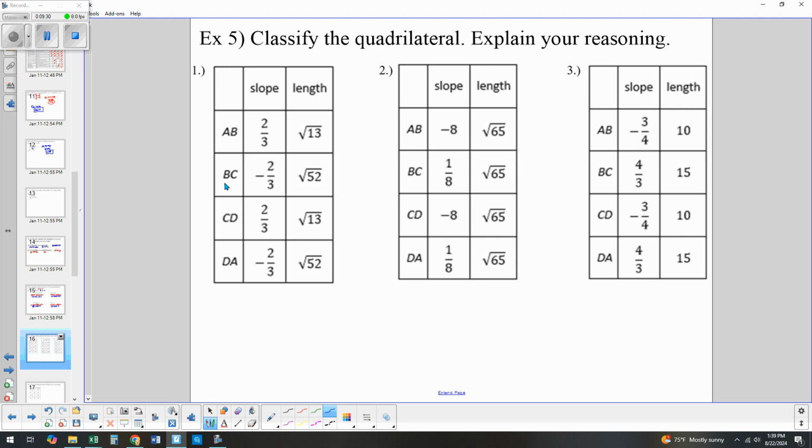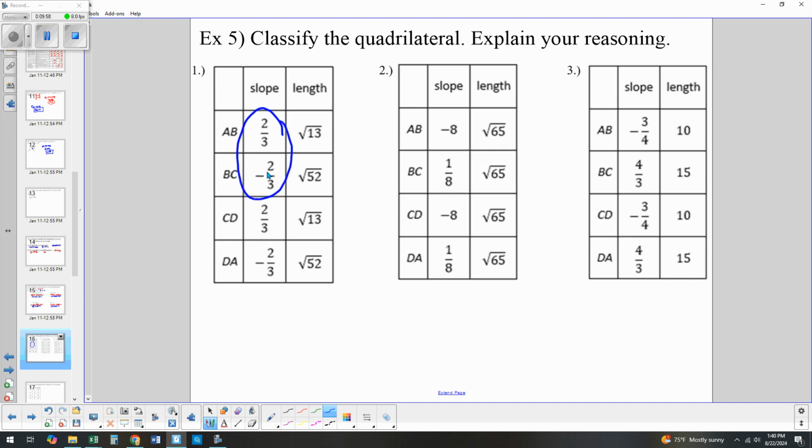So the first thing I'm going to check, always a quick check. We don't have to make a note of it, but it is good to check because eventually we're going to have shapes that are not parallelograms. I have a pair that's parallel here, and I have a pair that's parallel here, right? AB is 2/3, CD is 2/3, BC is negative 2/3, DA is negative 2/3. So we know it's a type of parallelogram. So now we're going to look at whether we have perpendicular. So looking at consecutive sides, one side right after the other.